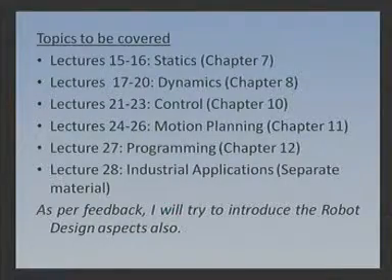So, coming back to the last topic, this course will end with industrial applications. There is no chapter on it in the book. I intend to share separate materials with that. For example, welding applications, palletizing applications, and so forth.